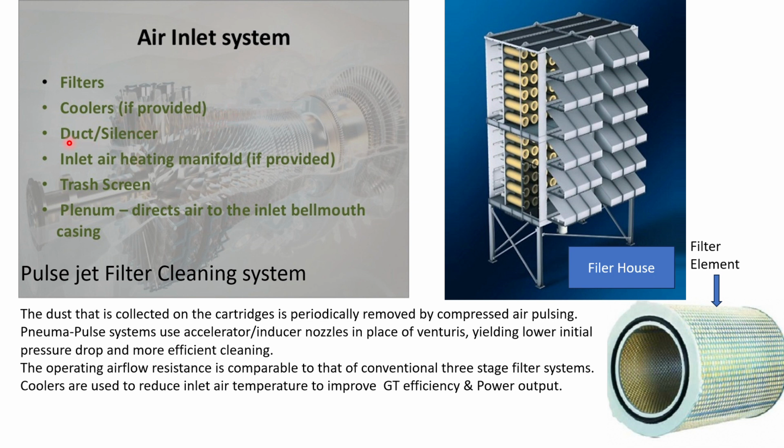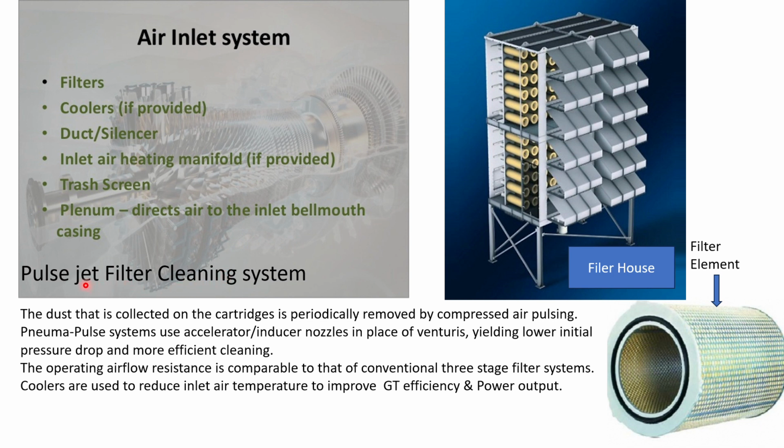Then there is a duct, and there are silencers in the duct to reduce the noise. Inlet air heating manifold is rarely used in India, but it is used in cold countries. There is a trash screen to stop bigger materials from coming to the filter house, and there is a plenum. It is a duct which directs the air into the inlet bell mouth of the casing.